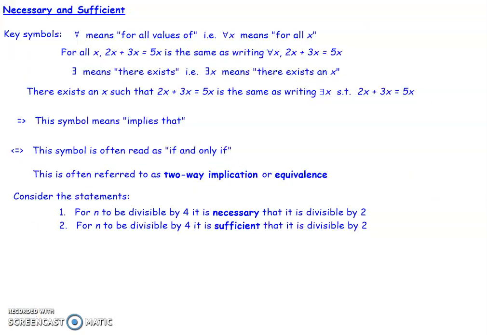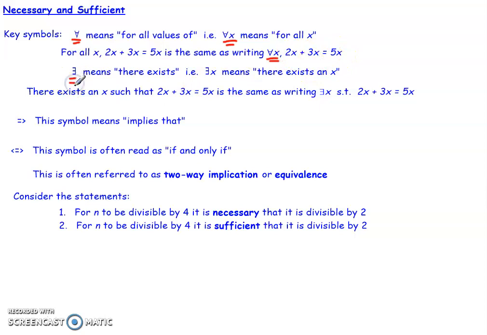Now, the last thing I want to talk about is the phrases necessary and sufficient. When we're working with it, there's a couple of symbols that we should really bear in mind. The first is this. What this means is for all values of. So if I were to look at this here and write it in this format, that would mean for all values of x. So for all values of x, 2x plus the x equals 5x, that would be the same as writing it in this format. So for all x, 2x plus the x equals 5x.